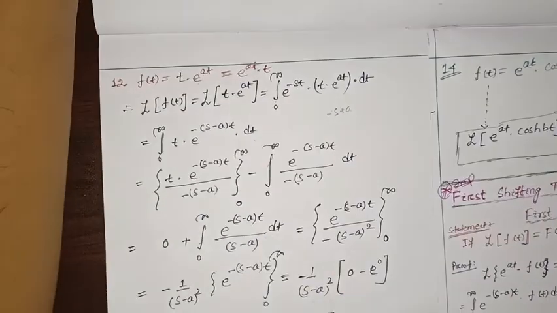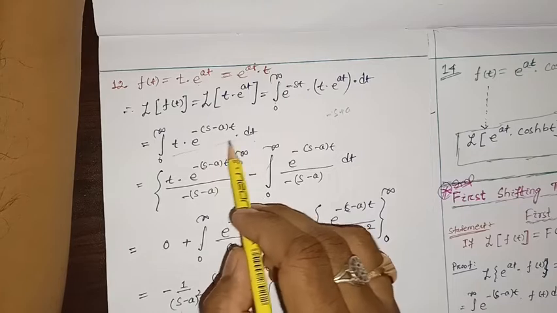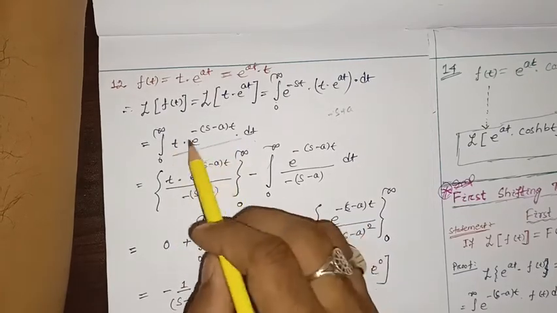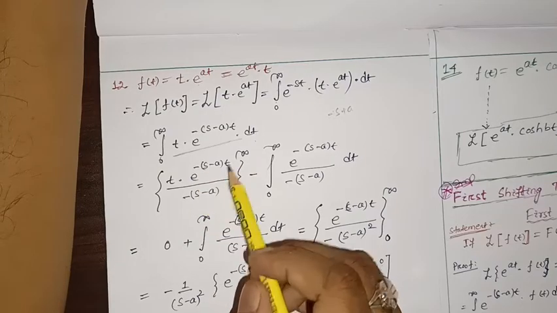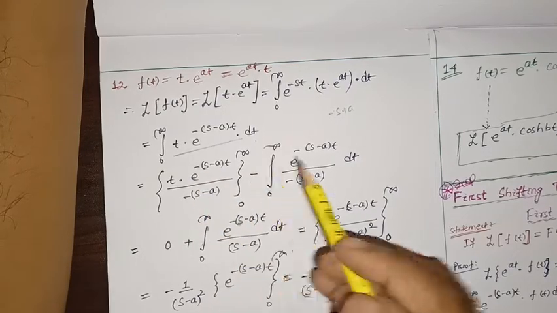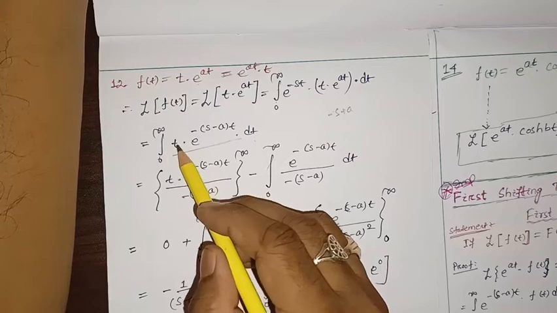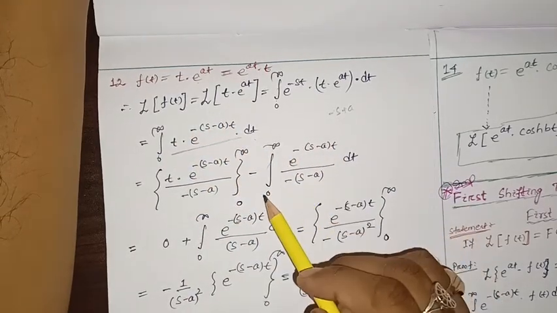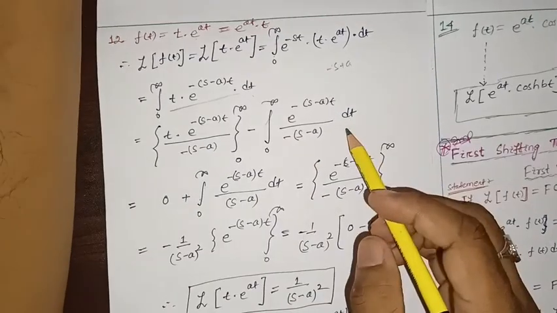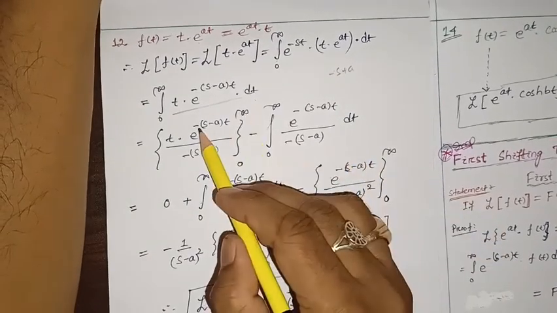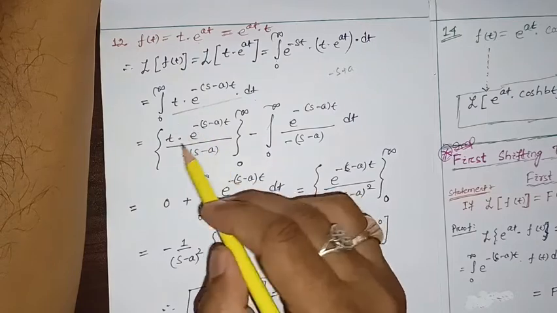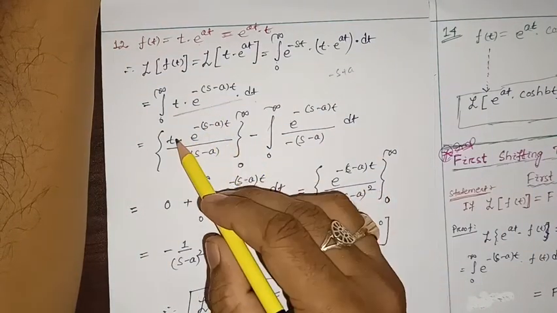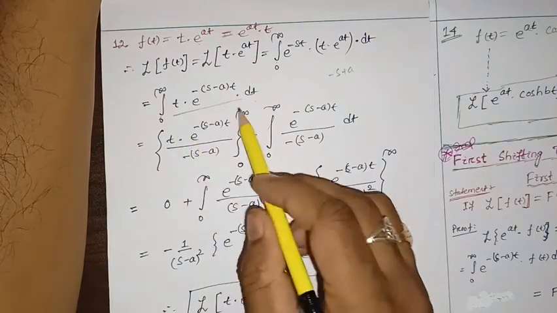Okay, so you just do it by parts. As per the ILATE rule, the first function t, and integration of e to the minus (s minus a)t is e to the minus (s minus a)t by minus (s minus a), minus 0 to infinity, derivative of t is 1, and integration of this one will be this one, and again integration 0 to infinity dt. If I put infinity for the upper limit, this value will be 0, then minus, if I put 0 also it will be 0, so this entire value will be 0.